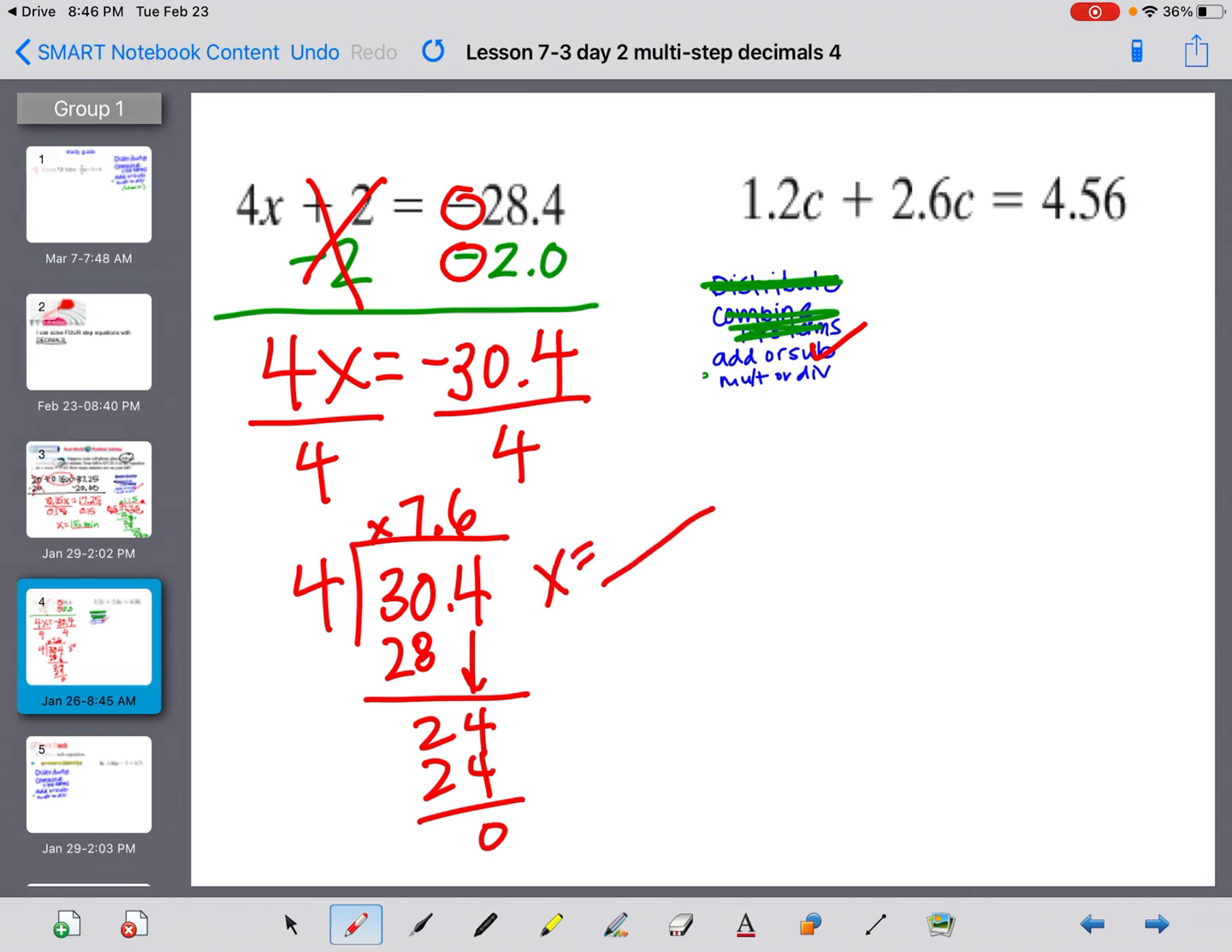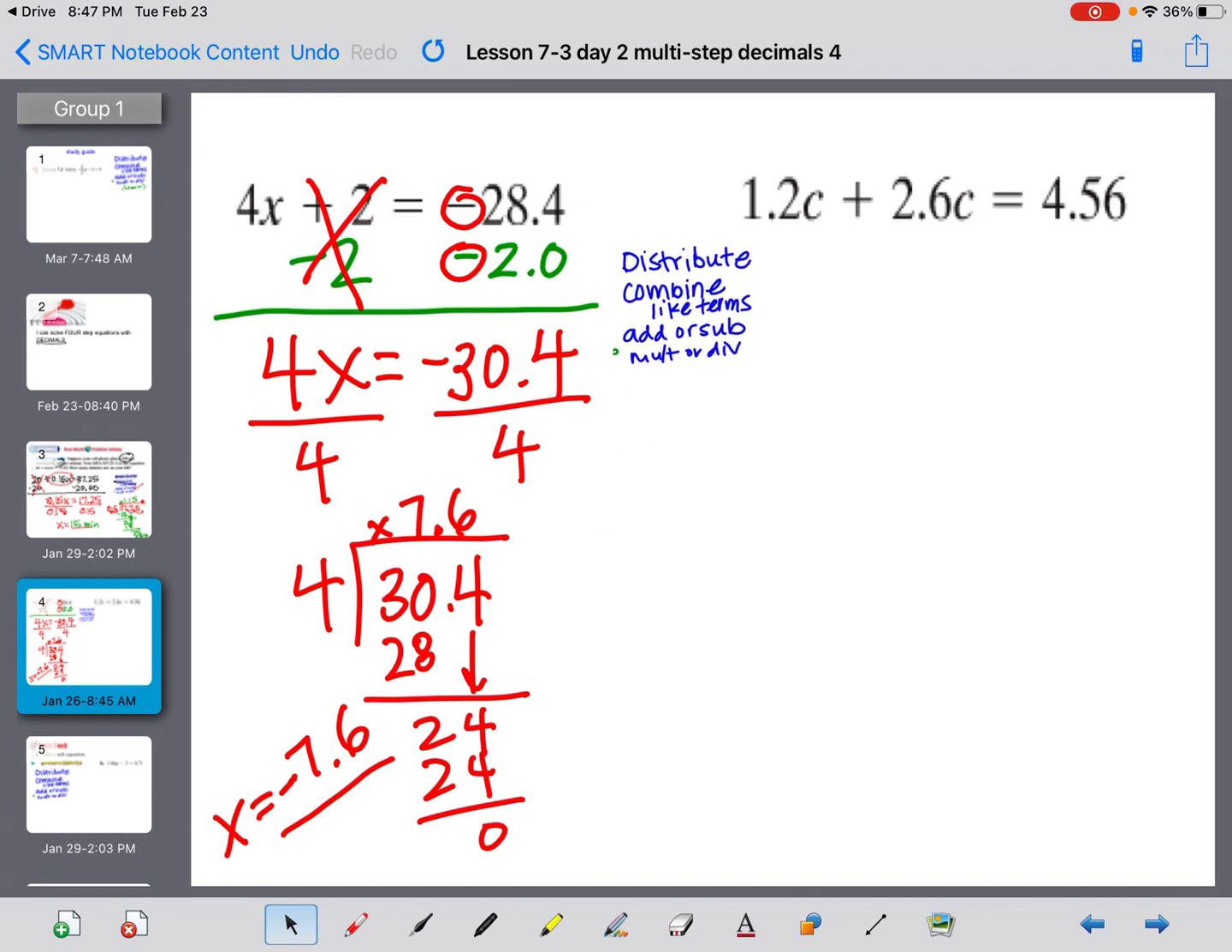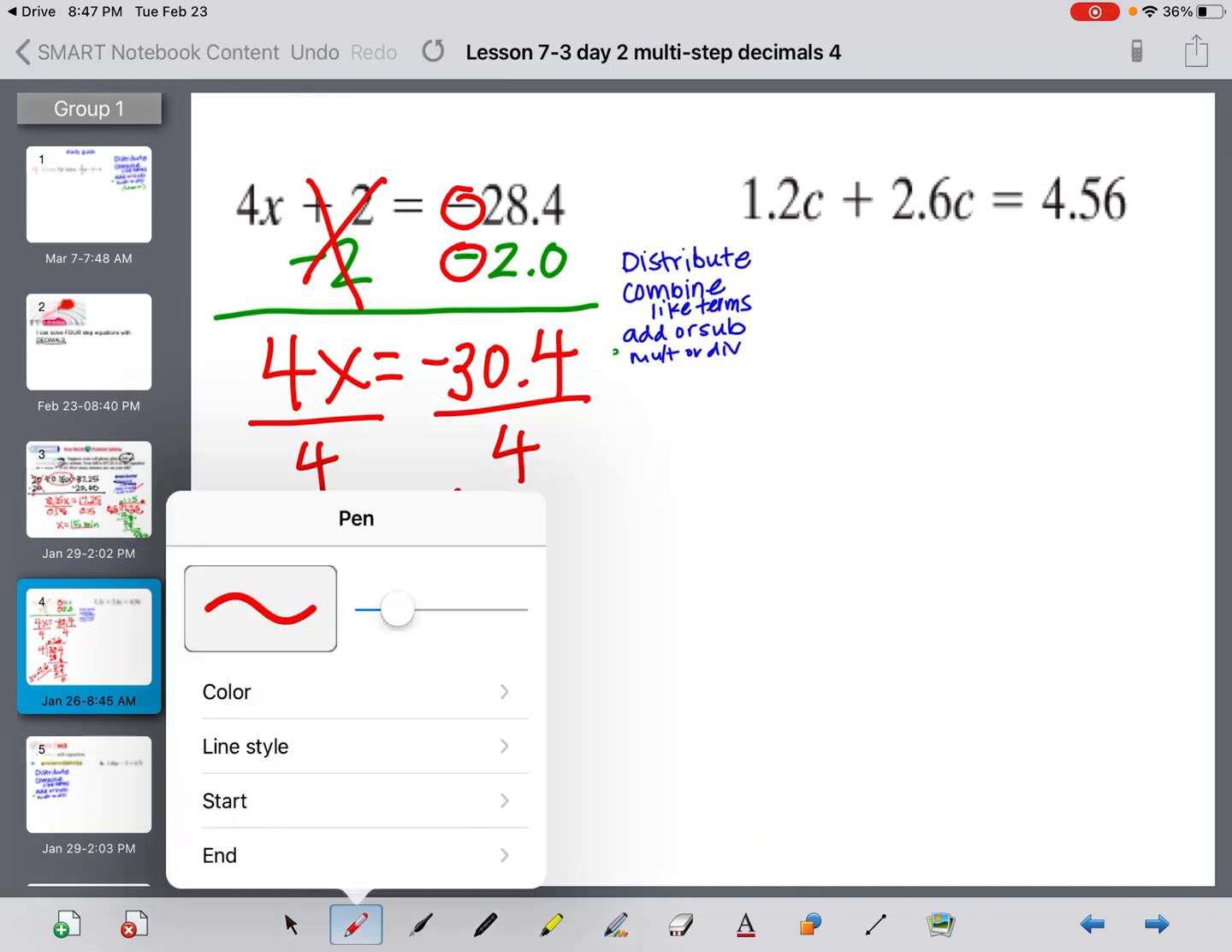X equals 7.6. Oh, negative divided by positive is a negative. Did you remember the negative? Same 4 steps on the next box. Ready, pause, go.